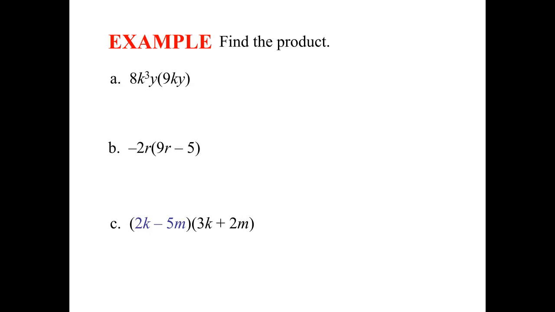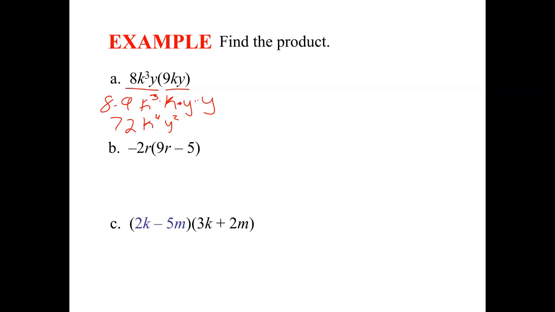So to start multiplying, we got a monomial times a monomial. That's just our laws of exponents. Okay, that's what we've been doing. Nothing different there. We can rearrange this all into the orders with the like bases, and then we use our properties of exponents to simplify. 8 times 9, 72. K to the third times K, K to the fourth. Y times Y. Easy peasy, right?